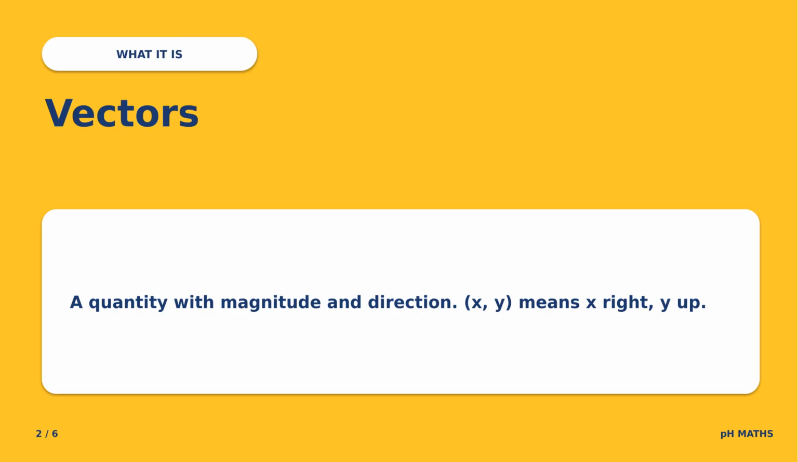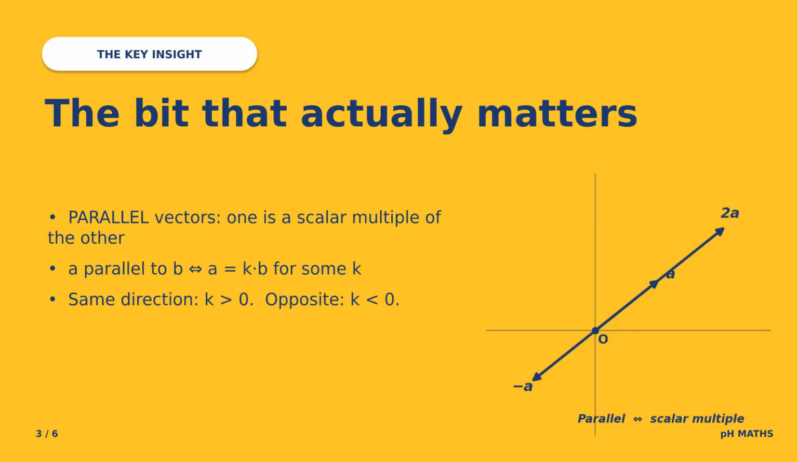Definition: a vector has magnitude and direction. Written as a column, x is on top and y is on the bottom, or as an arrow in a diagram. The vector (x, y) means x units right and y units up. Vector AB from point A to point B is the displacement from A to B. Direction matters. That's what makes a vector different from a number.